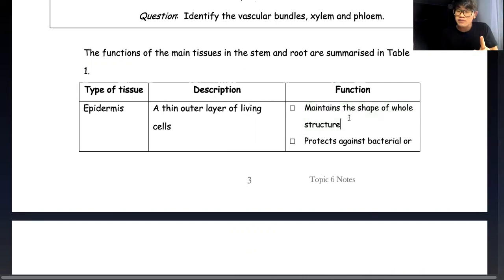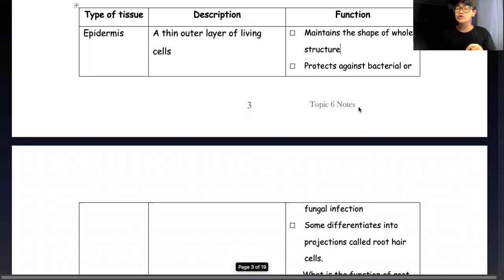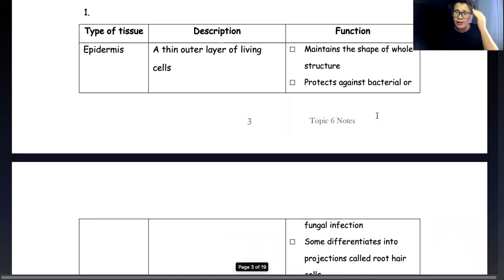Okay, so that's one of the functions of your epidermis. Number one, it helps to maintain the shape of the whole structure, the shape of the stem and the shape of the roots, right? And number two, it also helps to offer protection against bacterial or fungal infection. Because it builds a barrier, macam dinding. Kalau dinding, bacteria payah kan masuk, right?